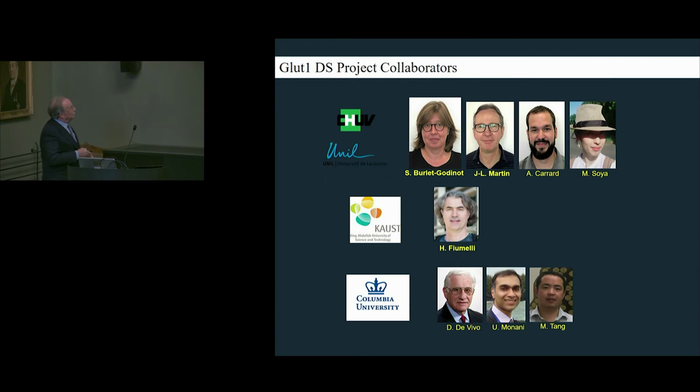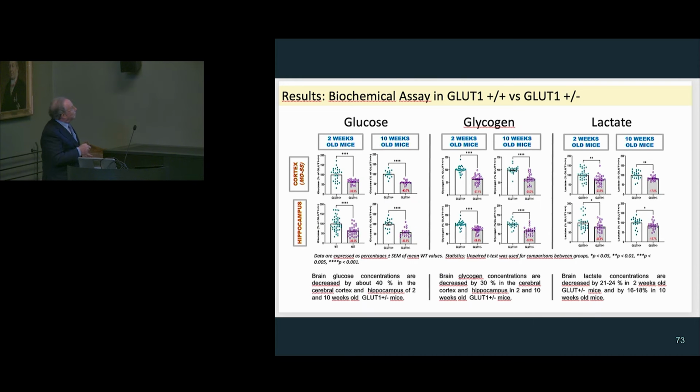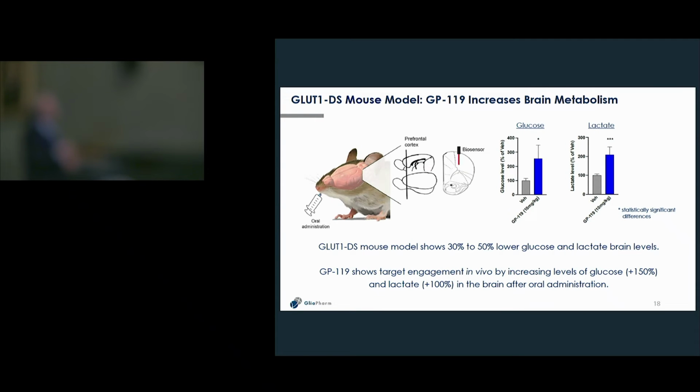And this is work with collaborators, including Darryl De Vivo from Columbia, who is the one who described this disease. And essentially, you look at all these bars here. There is a major decrease in glucose, lactate, and glycogen in the brain of these mice that have this disease, transgenic mice, of course. And this molecule that was developed by Glia Farm increases glucose uptake after oral administration, measured by biosensors, and also lactate.